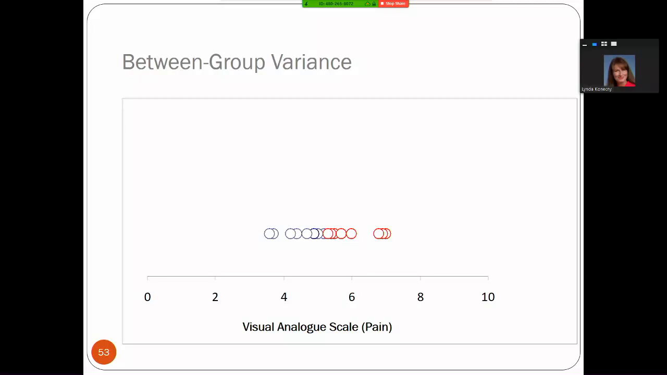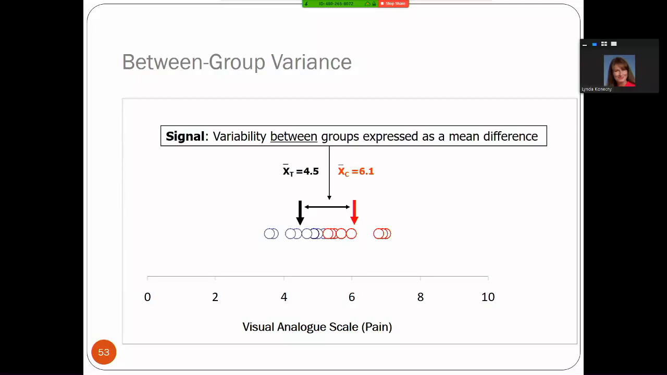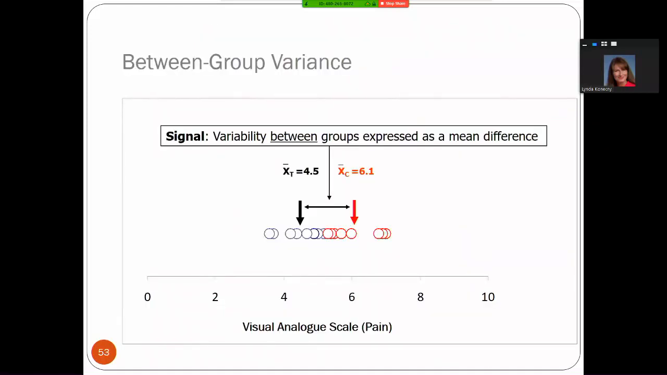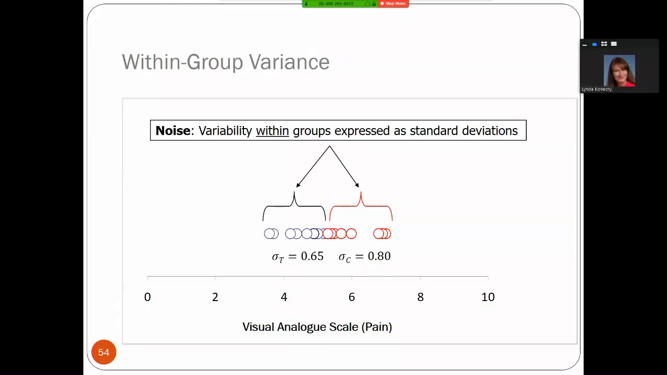So the way that we deal with that in inferential statistics is we calculate a signal. How can we distinguish the, in this case, this is the control group and a treatment group. And we're looking at change in pain report at the end of a trial. So we can calculate the variability between groups using a mean difference. So it would be 6.1 minus 4.5 would be our signal. And we can calculate noise using an estimate of the standard deviation.